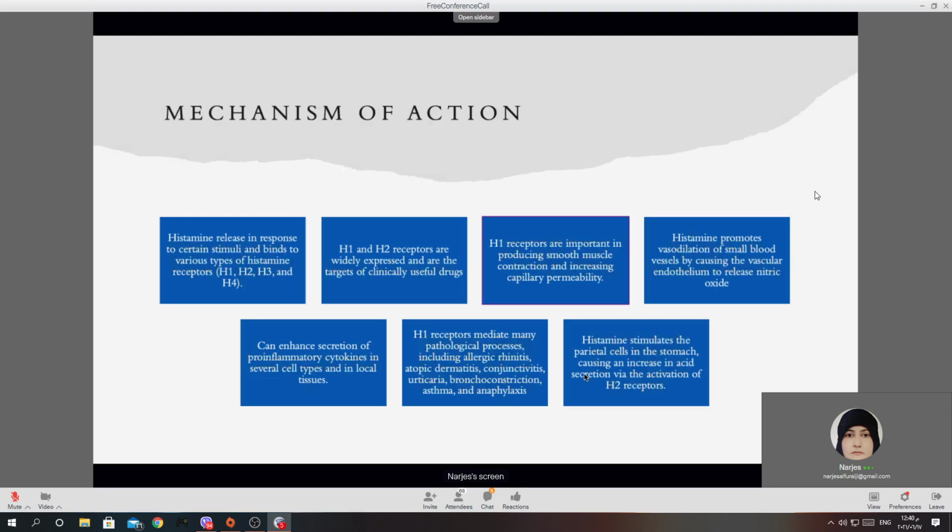H1 receptors are basically important to produce smooth muscle contraction and increase capillary permeability. And vice versa, this will apply for an H1 blocker because it will antagonize the H1 effect. So histamine promotes or facilitates vasodilation of small blood vessels, causing the endothelium to release nitric oxide.